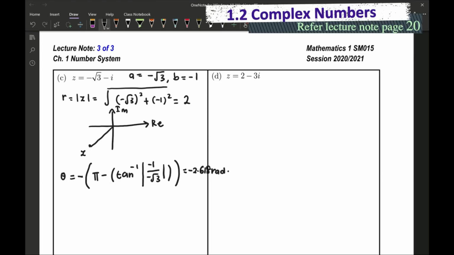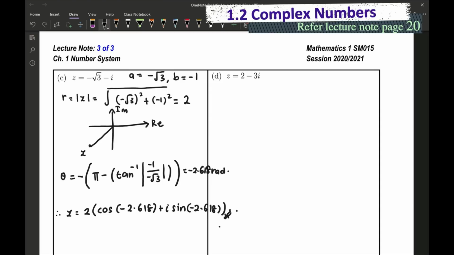Okay, now we have our R, we have our theta. That's not the final answer yet. We must put everything in polar form. So z equal to r cos theta plus i sin theta, where our r is 2 and our theta is negative 2.618. So that's the answer. Very easy.